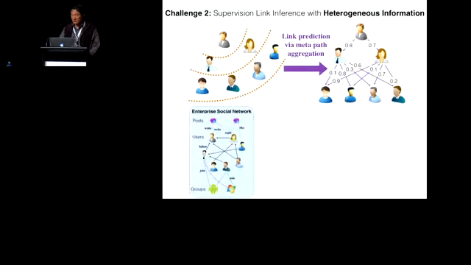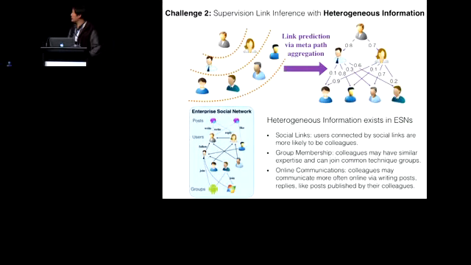Okay. So the second problem we want to solve is the supervisory link prediction. In the social network, certainly what you can observe is that there are various relationships. You can see directly there is a social link relationship. There is also group membership, meaning that two persons joined the same discussion group. And then you also have online communication, where someone posts something and someone else reposts it and things like that.